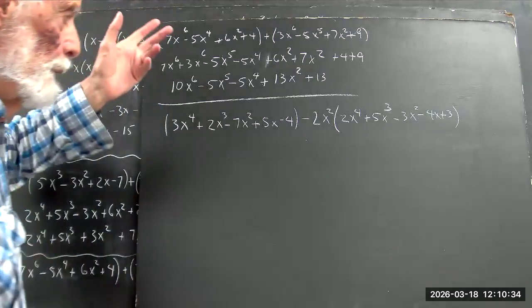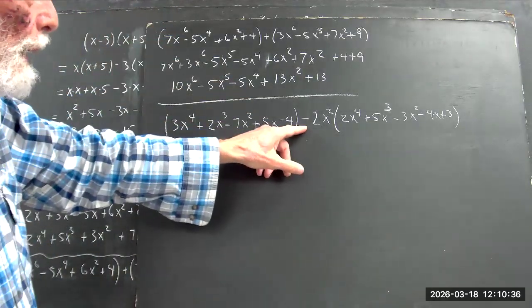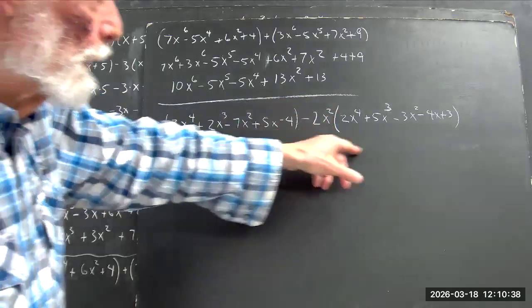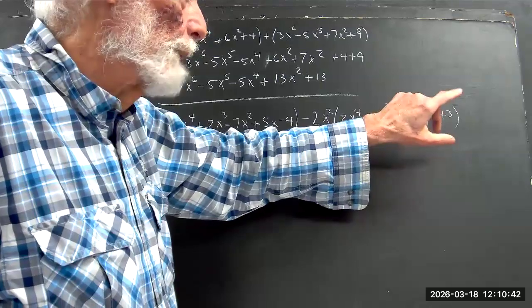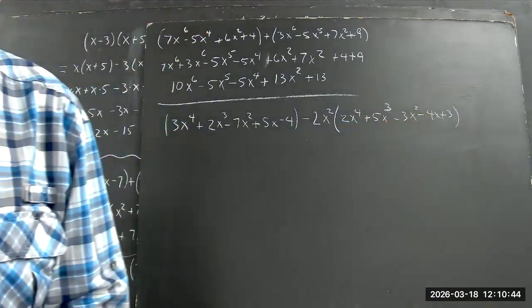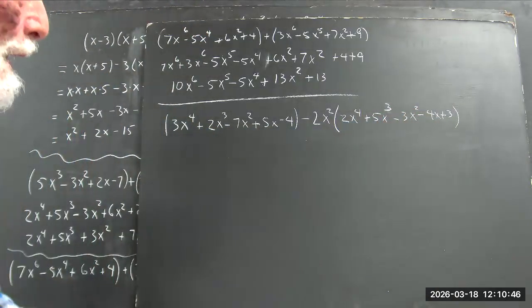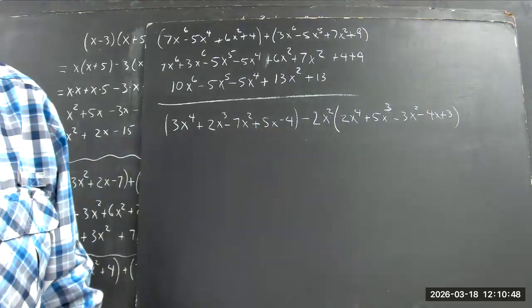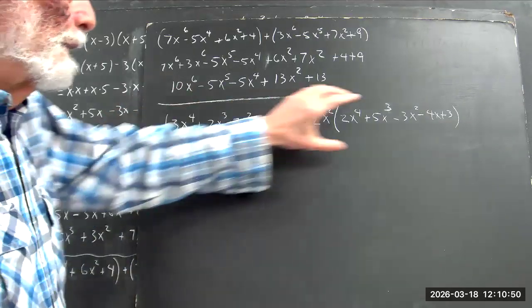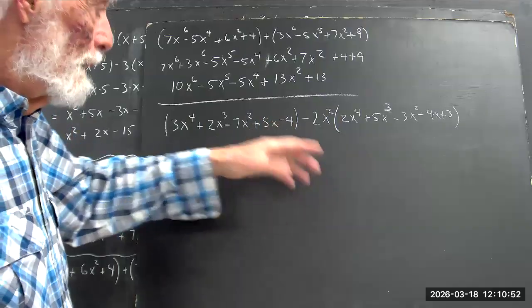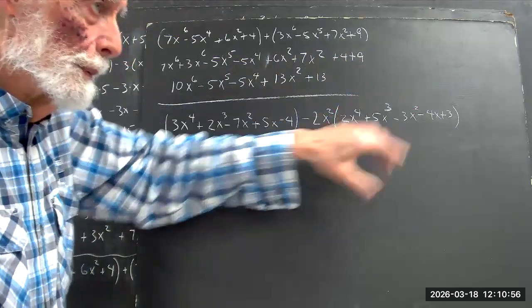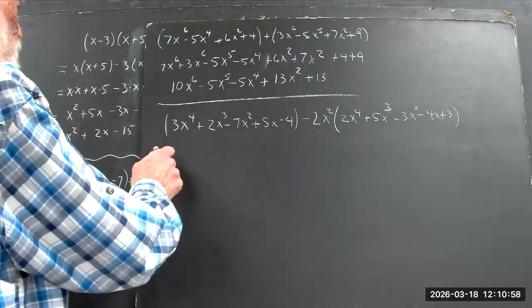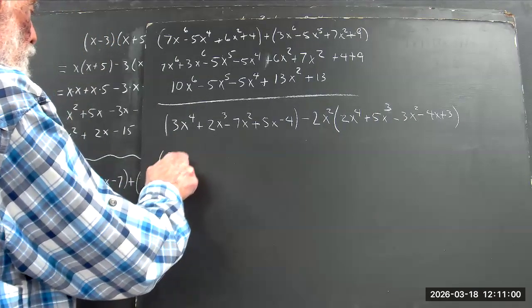Okay, the first thing we have to see here is we've got this minus 2x squared multiplied by this whole 2x to the 4th plus 5x cubed minus 3x squared minus 4x plus 3. So we're going to have to do something about that. We can't combine these until we've just got a polynomial and a polynomial. So let's go ahead and write the whole thing out.